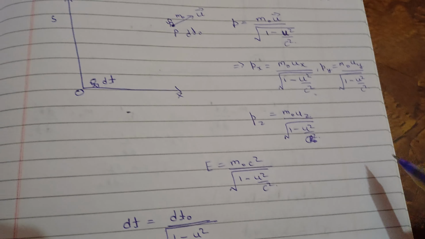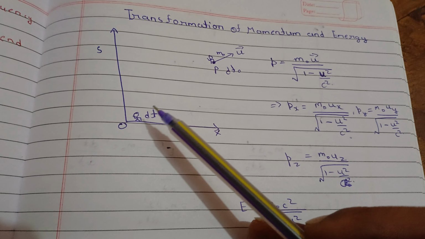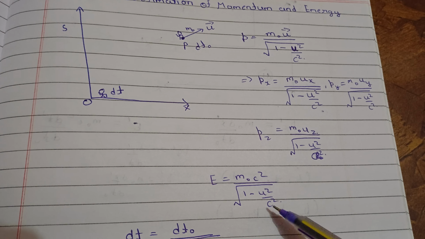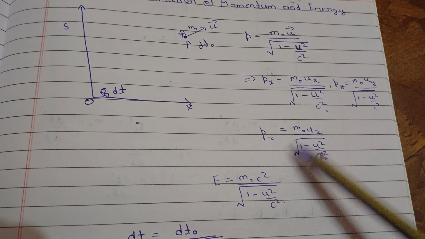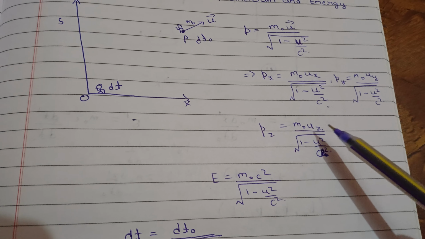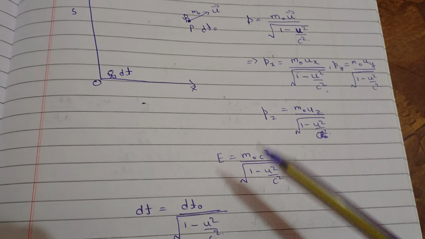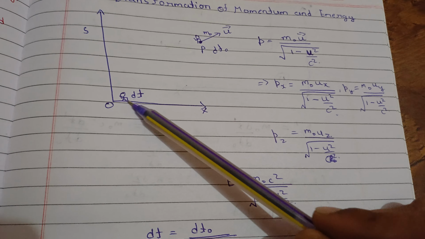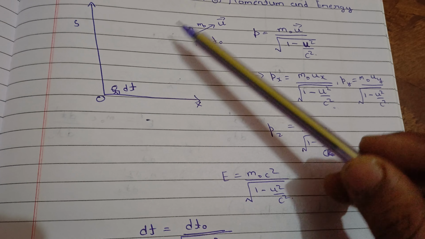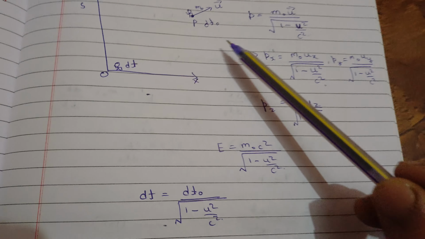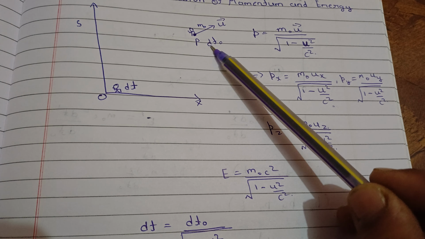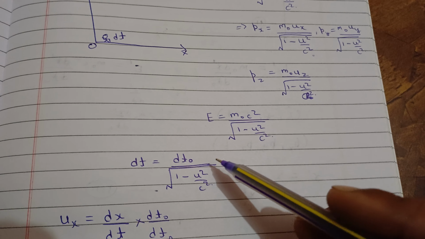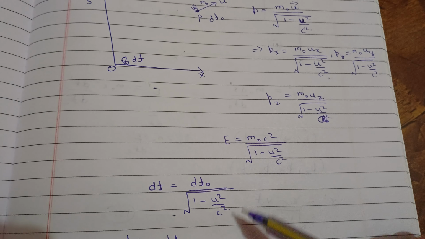If we talk about the energy with respect to this frame, the energy will be m naught c square divided by root 1 minus u square by c square. This is an easy thing, we know this. Now if we talk about the time, the time observed by this observer, from the time dilation formula, is dt equals dt naught divided by root 1 minus u square by c square.